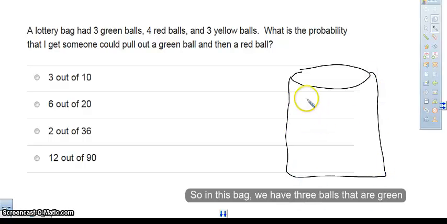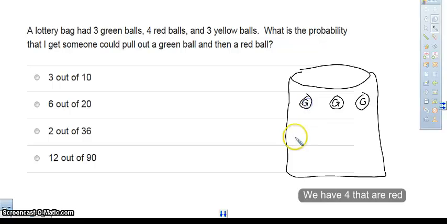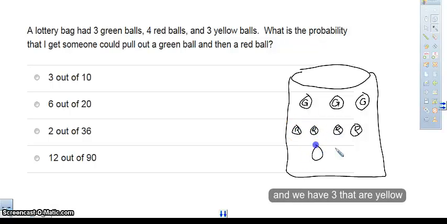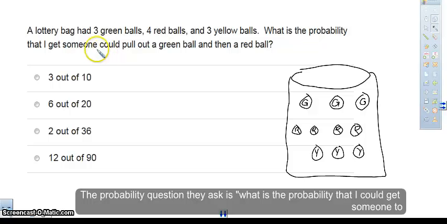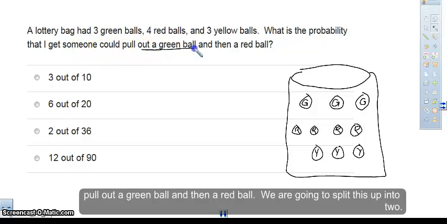So in this bag, we have 3 balls that are green. We have 4 that are red. And we have 3 that are yellow. The probability question they ask is, what is the probability that I could get somebody to pull out a green ball and then a red ball? So we're going to split this up into 2.